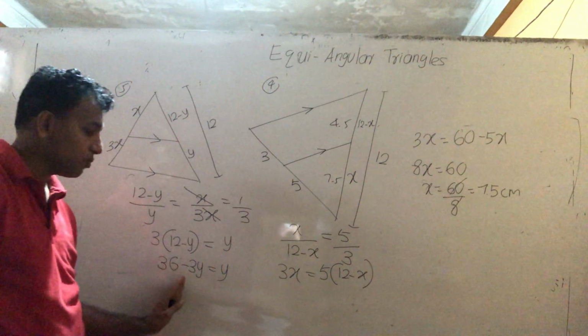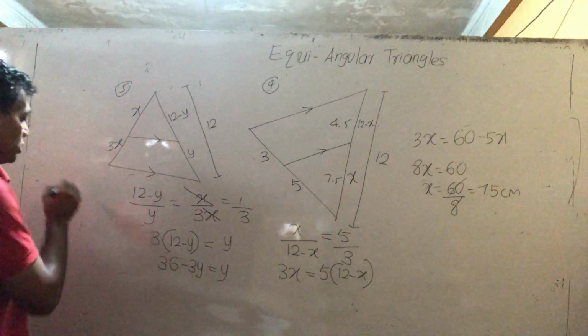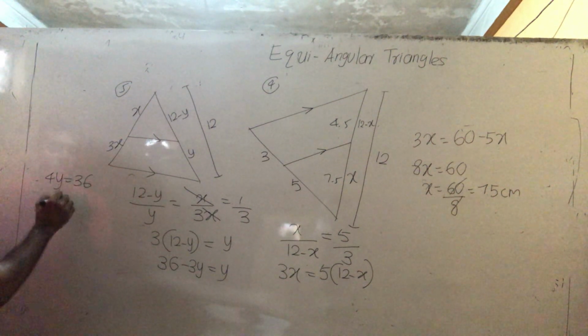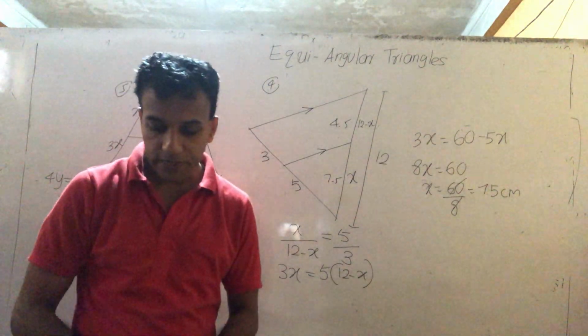So find the y value. Take the minus 3y to that side, plus 3y. There 4y, totally 4y on that side, right? 4y equals 36. So y is 9. 36 divided by 4, that is 9, right?